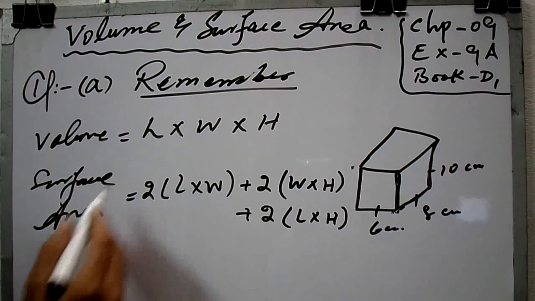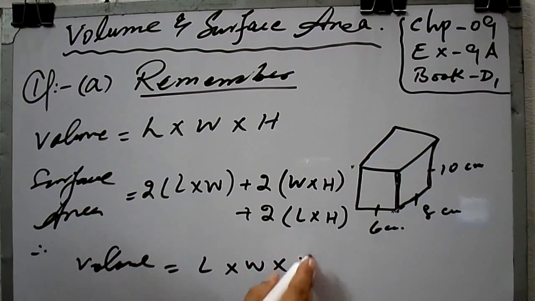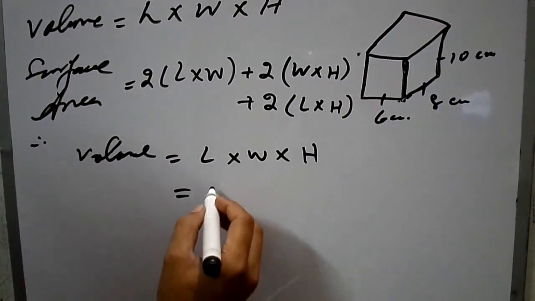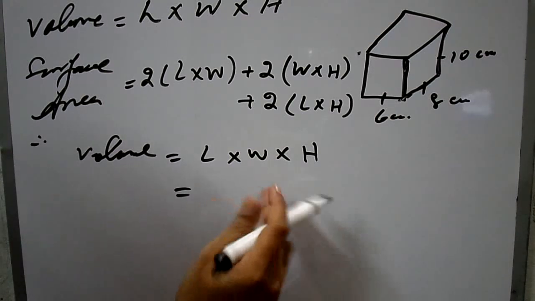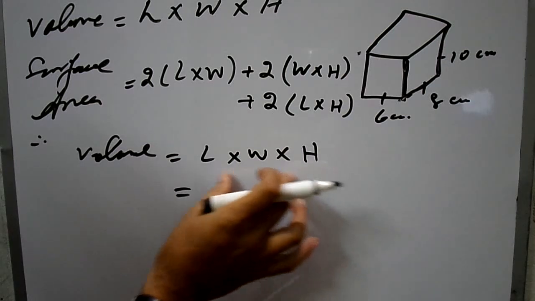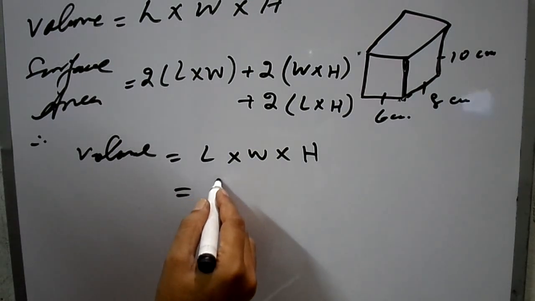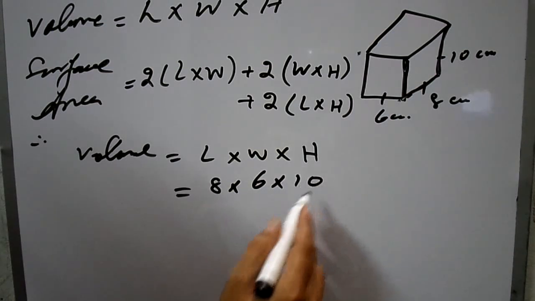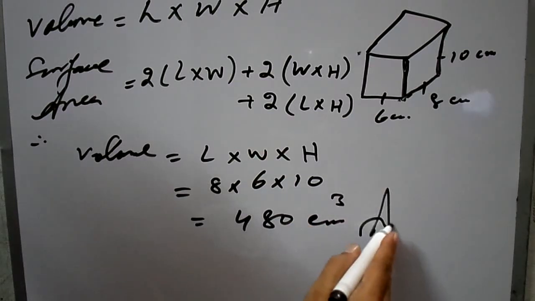Therefore, for example, in A part, how can we find the volume? Volume is equal to length into width into height. So putting the values, you have been given a figure in which you have to put the values. Because these three quantities are being multiplied, it doesn't matter which order. So you have to put the values here: length 8, width 6, and height 10. So you will get 480 centimeter cube as your required result.